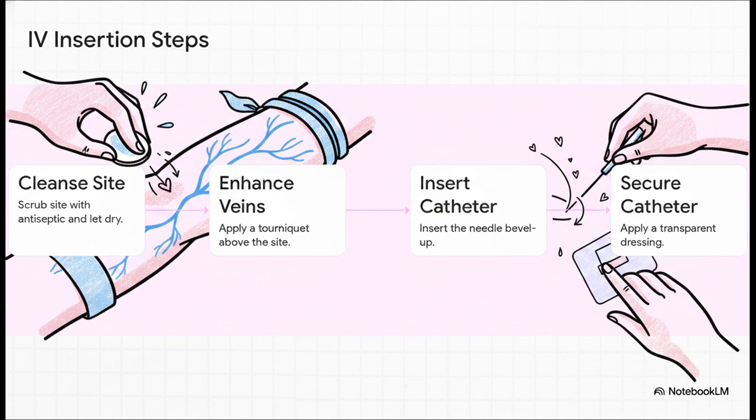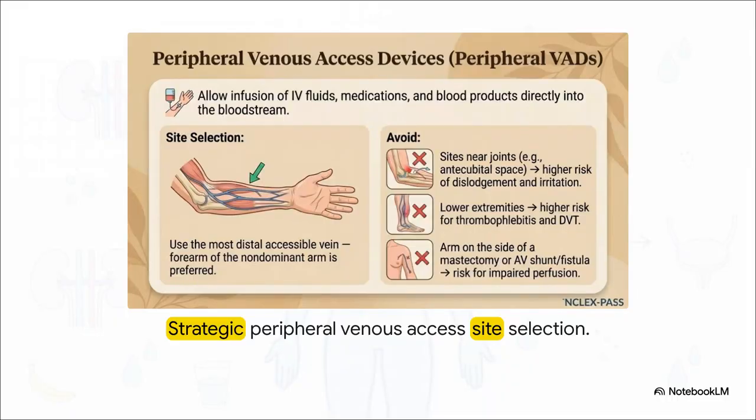You cleanse the site with an antiseptic scrub, use a tourniquet to enhance vein visibility, insert the catheter with a needle bevel up at a precise 10 to 30 degree angle, and finally, secure it flawlessly. The core principle here? Where we actually place that doorway matters immensely. Site selection is a highly strategic decision.